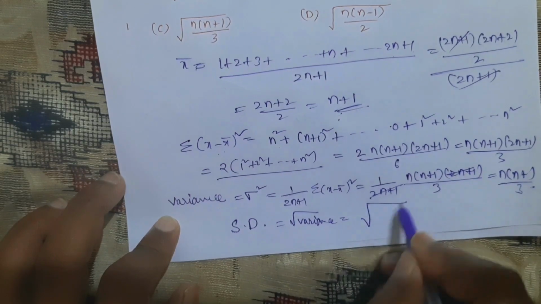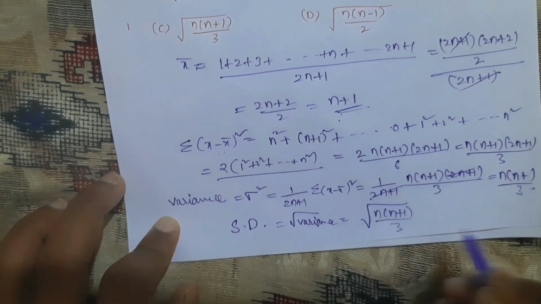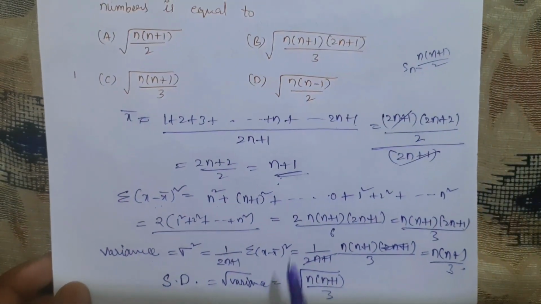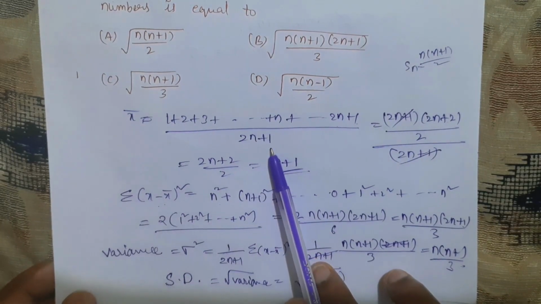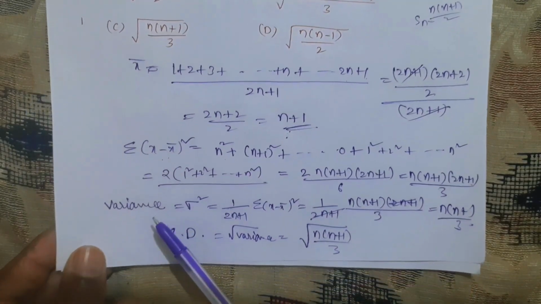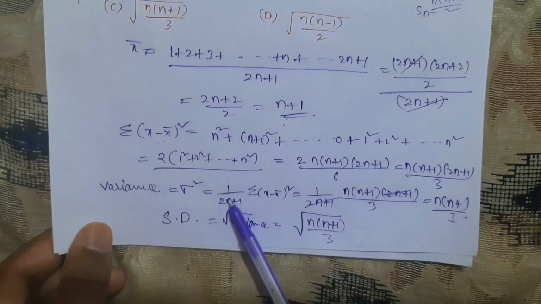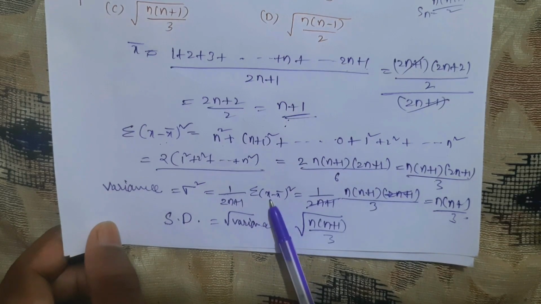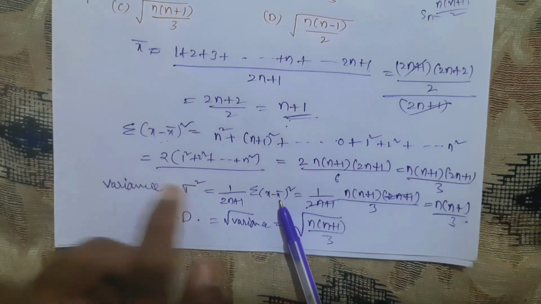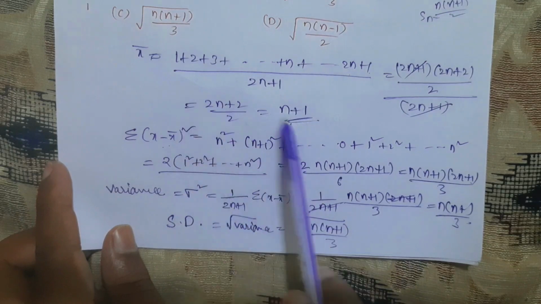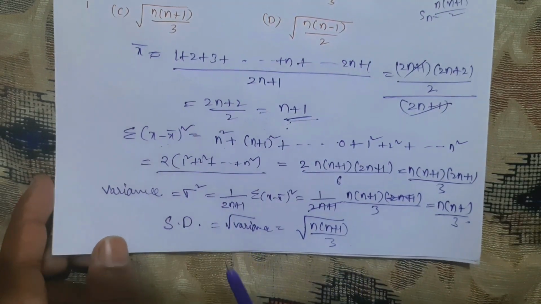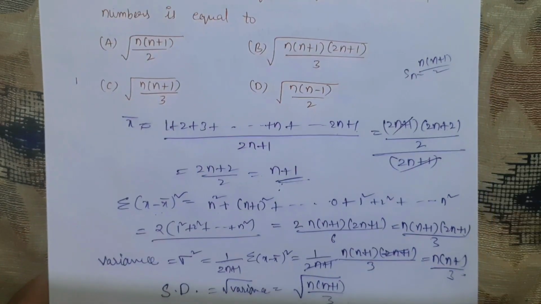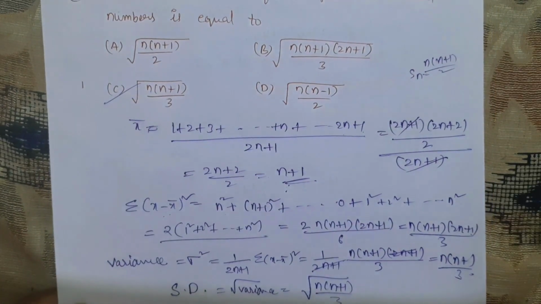Square root of variance is nothing but square root of n into n plus 1 divided by 3. Observe the solution once again. These are the observations divided by total number of observations. We got the mean, and then to find the variance, this is the formula: 1 by number of observations into sigma x minus x bar whole square. This x minus x bar is nothing but the deviation. So the standard deviation out of all that is square root of n into n plus 1 by 3. That is option number C.